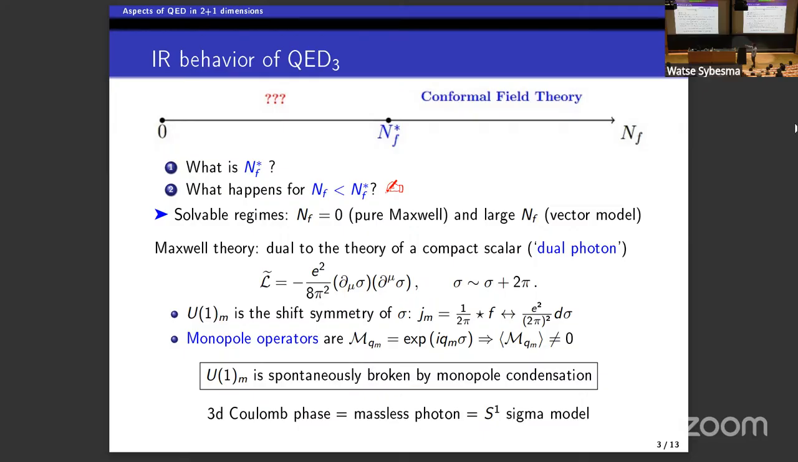Maxwell theory in 3 dimensions is dual to a theory of a compact scalar, which is referred to as the dual photon. It's a periodic scalar, and the nice thing is that the magnetic symmetry that acts on monopole operators of the theory is actually just a usual, traditional Noether current associated to the shift symmetry of the scalar. The monopole operators, which are disorder operators in the Maxwell presentation, in this presentation are just the vertex operators of sigma, and you see that they are acted on by the shift symmetry with charge 1, or charge q_m. In this theory, which is basically an S^1 sigma model, you see that the monopole condenses. So every time you think about a Coulomb phase in 3 dimensions, this is the same as saying there is a massless photon, and it's the same as saying that there is an S^1 sigma model. So you have spontaneous symmetry breaking due to monopole condensation. This is a free theory, N_F equal to 0.